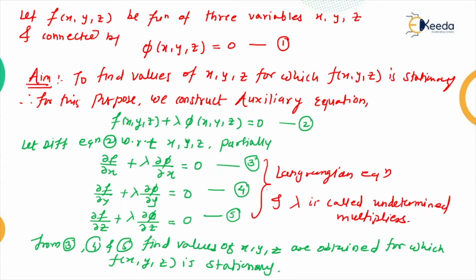By using this method we find the minima and maxima of a function f, given the connecting condition function phi of x, y, z. Clear up to this? Now we are going to discuss some examples of maxima and minima using Lagrange's method of multipliers.